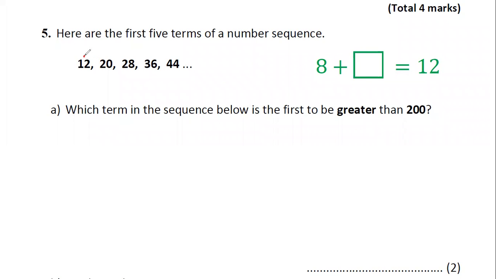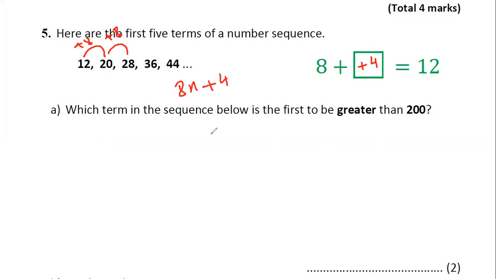So the term to term rule is adding 8 each time. So nth term is going to be 8n, and then plus or minus something, but I need to check what that's going to be. 8 add a box equals first term, which is 12. So what should I add in 8? It has to be plus 4. So my nth term is 8n plus 4.